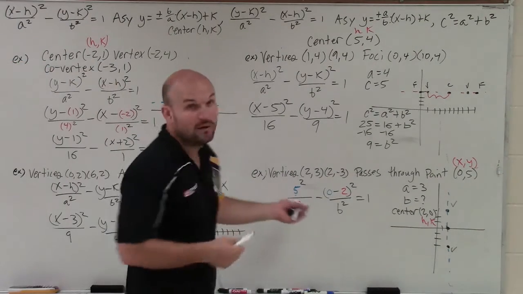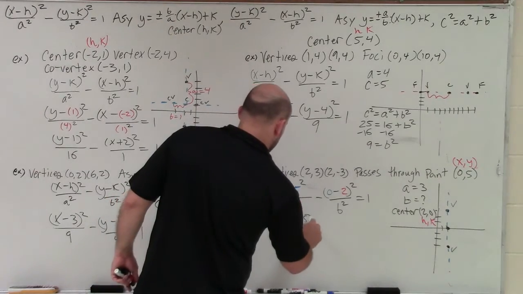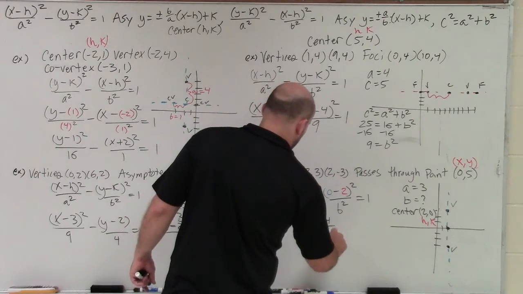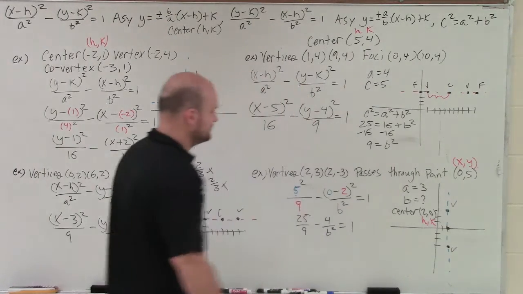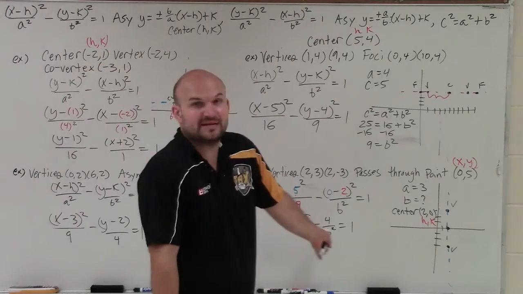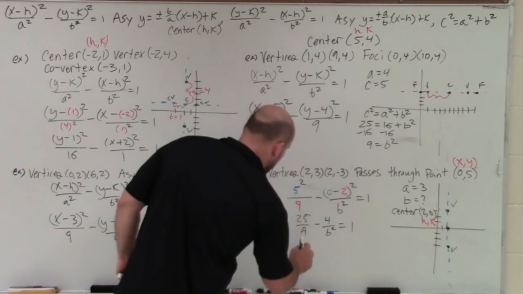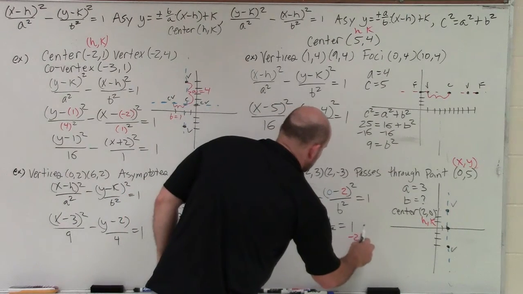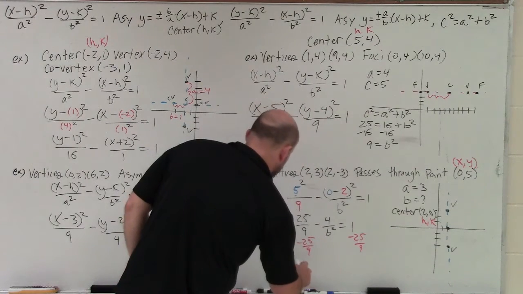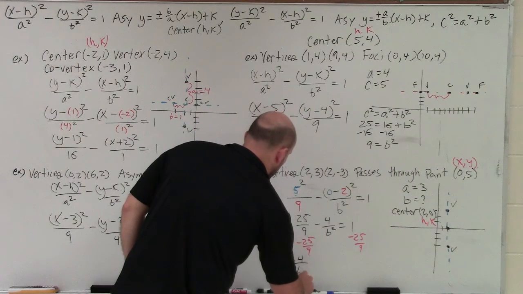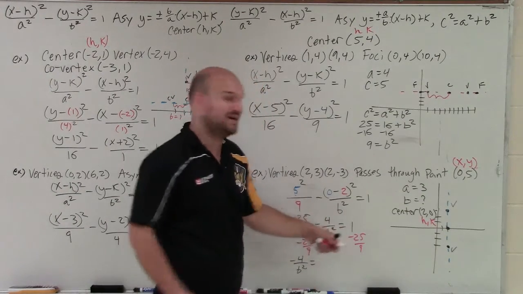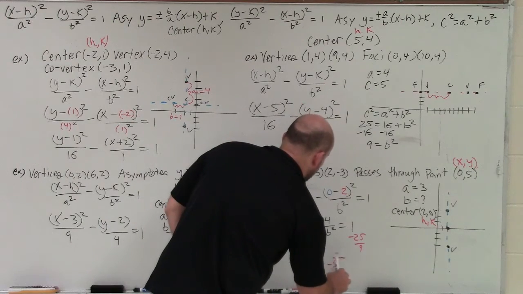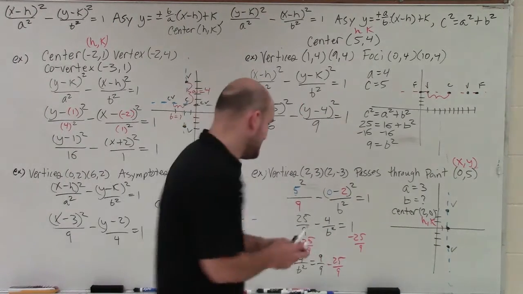Now all I need to do is simplify this. I get 25 over 9, minus, 0 minus 2 is negative 2, negative 2 squared is 4, so 4 over b squared equals 1. Now I need to solve for b squared. What I'll do is subtract 25 ninths on both sides. That gives me negative 4 over b squared equals, I'm going to rewrite 1 as 9 over 9, 9 over 9 minus 25 over 9, because 9 over 9 is the same thing as 1.